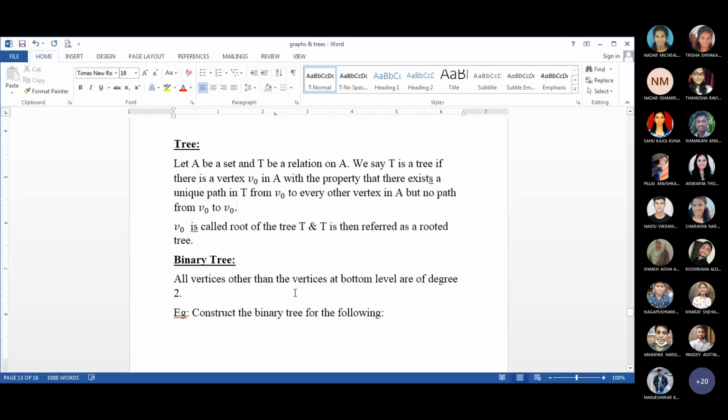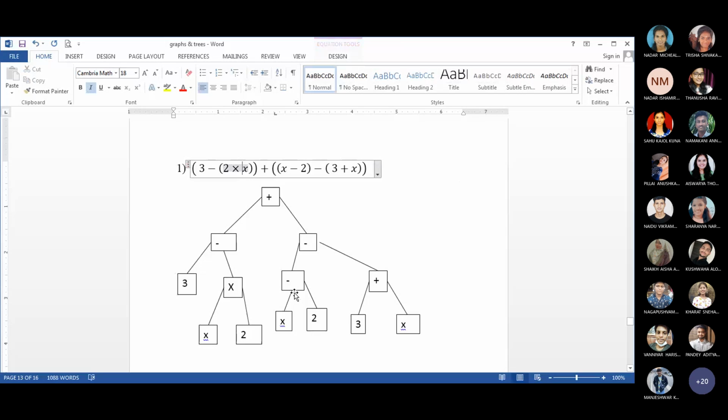Next example, okay. We will do the binary tree example, so that we get the diagram. Binary tree means it's a tree with all vertices of degree 2 except the vertices at the bottom level. Okay, a binary tree means it's a tree in which every vertex will be of degree 2 except the vertices at the bottom level. The thing would be clear once we come to this example.